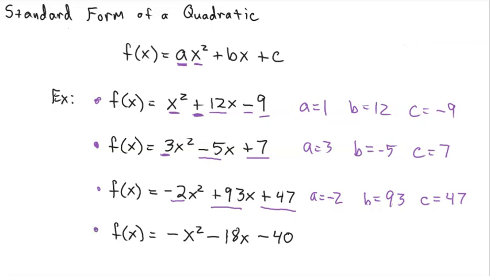On this last example here, we see there's a negative in front of the x squared, but there's no number there. Well, if there's no number there, it's a 1. So it's a negative and a 1. So A is negative 1, okay? B is, we've got a minus 18, so that means B is negative 18. And C here, we have a minus 40, that means C is negative 40, okay? And that is how we identify A, B, and C in the standard form of a quadratic.